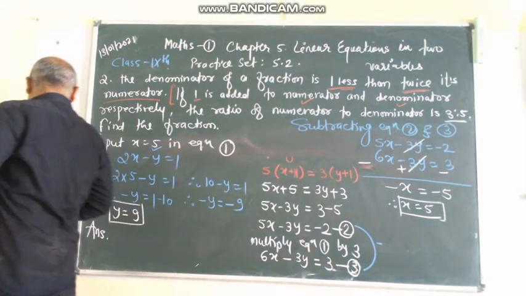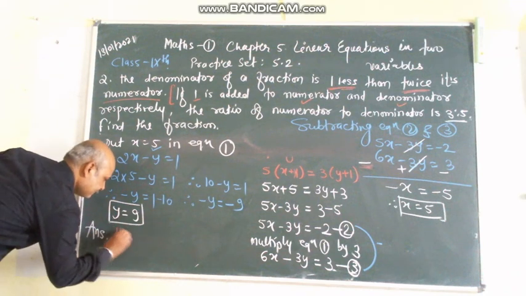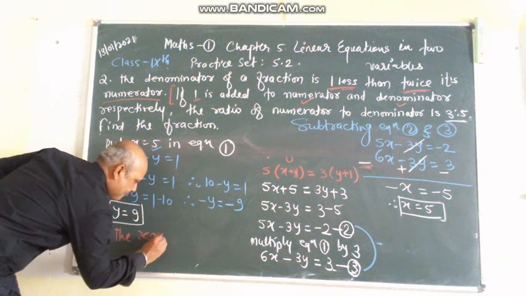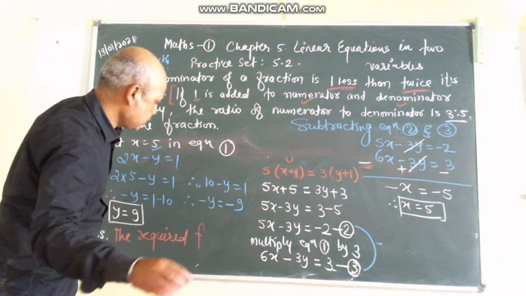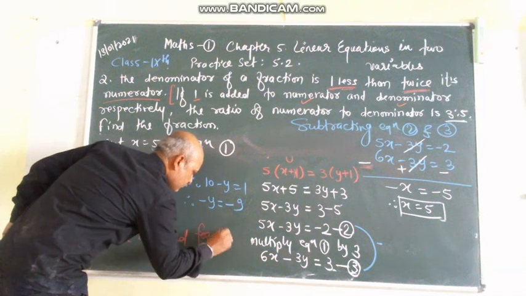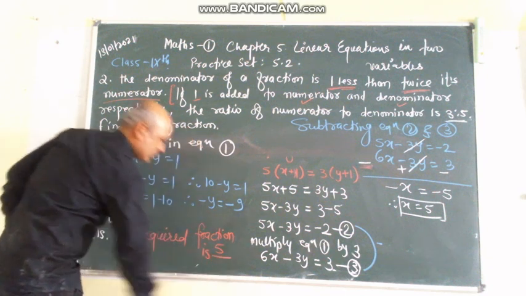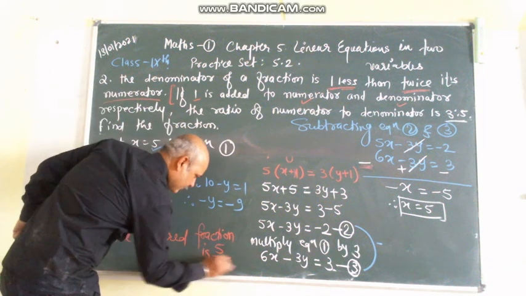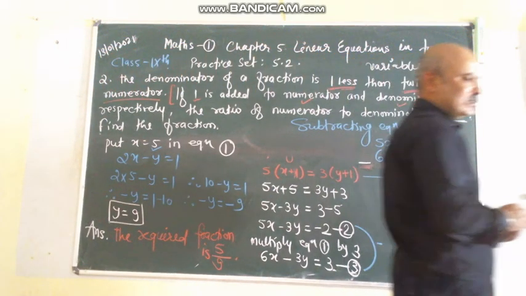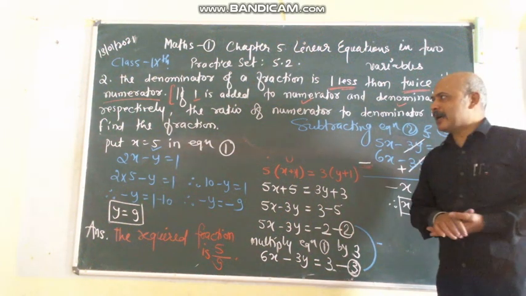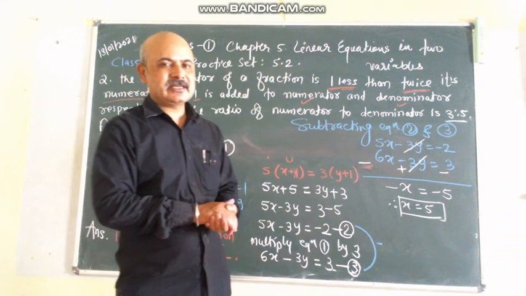The required fraction is, what is x? That is 5. And what is y? That is 9. So the required fraction is what, student? 5 upon 9. So this is the answer of the second question of practice set 5.2. The next question we will discuss in the next video.